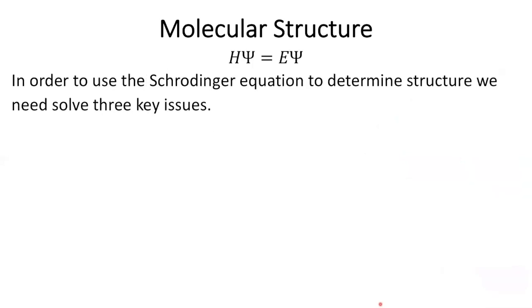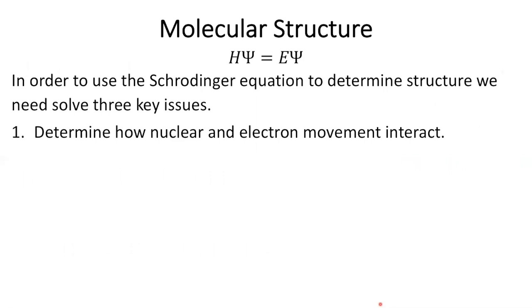So in order to use Schrodinger's equation to follow this general procedure, we have a slight problem, as we have three major key issues of quantum mechanics that we need to solve. The first of which we've already brought up. This is the idea that we need to determine how nuclear and electronic movement interact. So far, we've only really had to worry about electronic movement because we've only had a single atom.